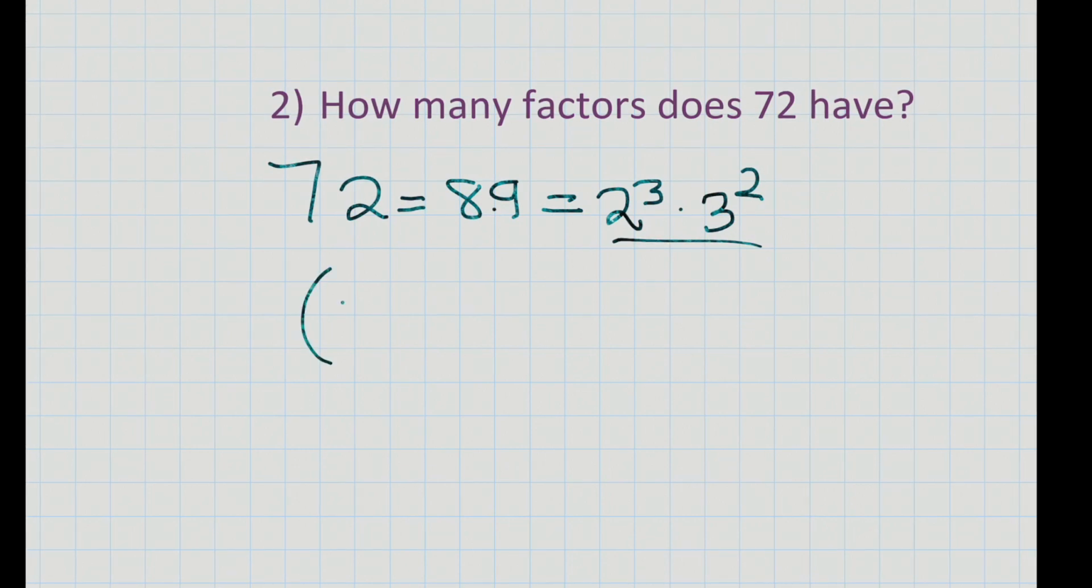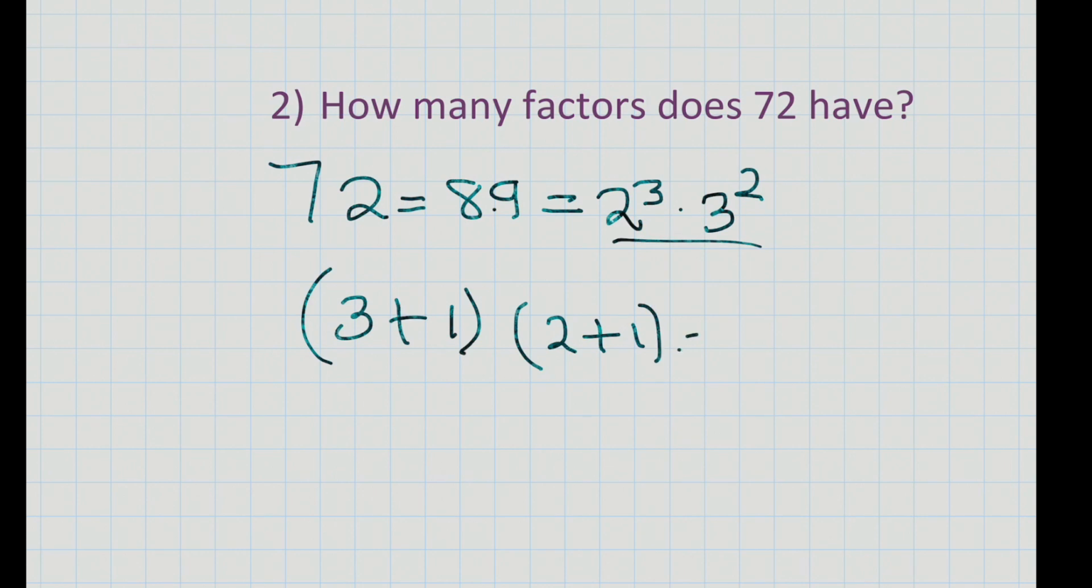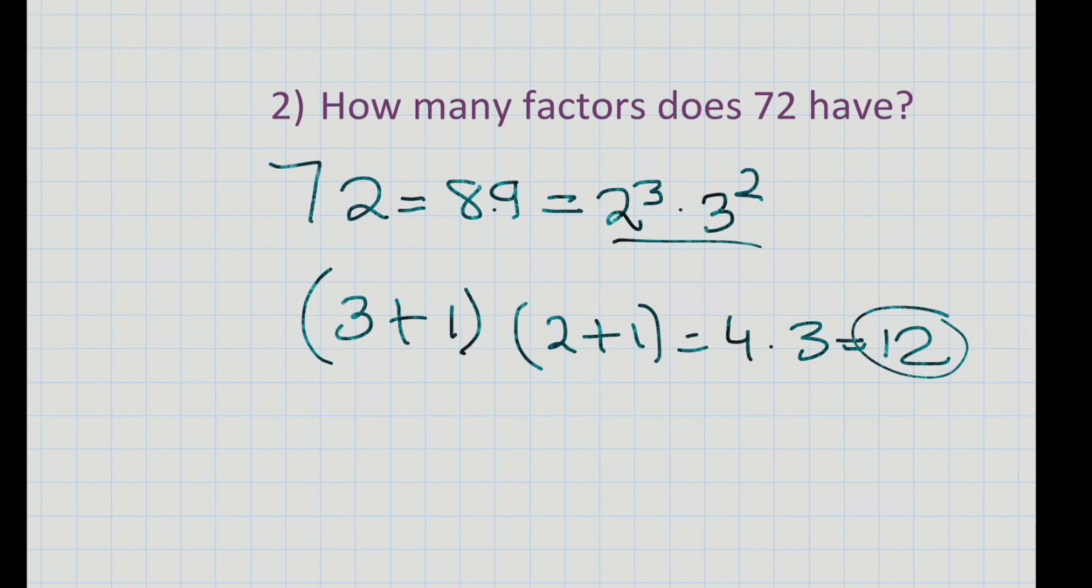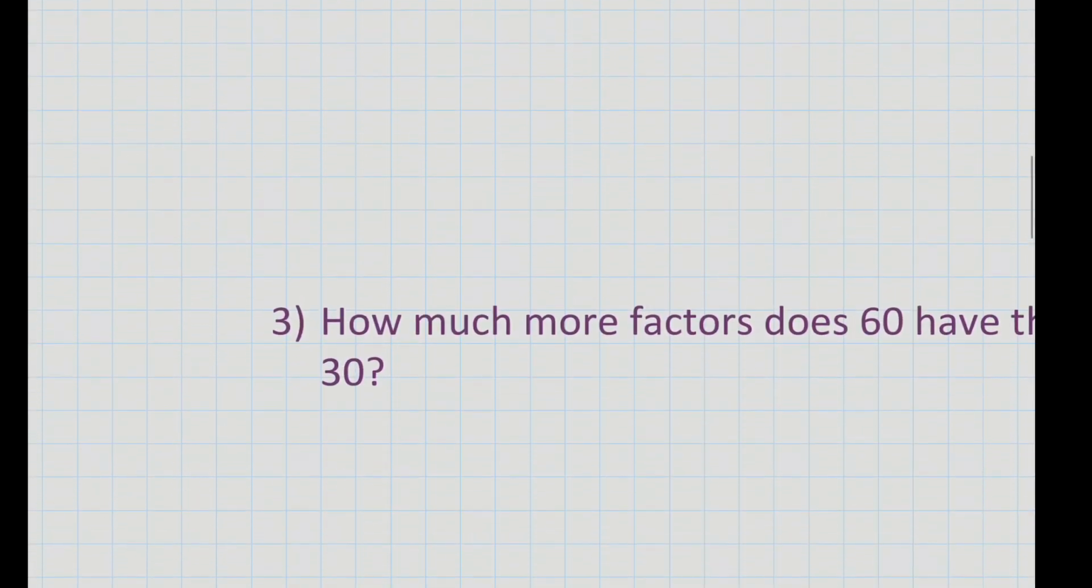Now we do what we did in the last problem. We add 1 to each of the exponents: 3 plus 1, and then for the second exponent, 2 plus 1. So this is 4 times 3, and it's 12. So the answer is 12. Although the exponent is not only 1, it still works.